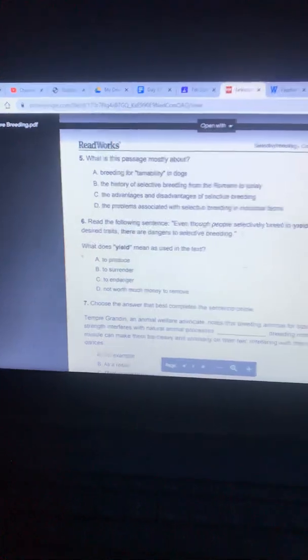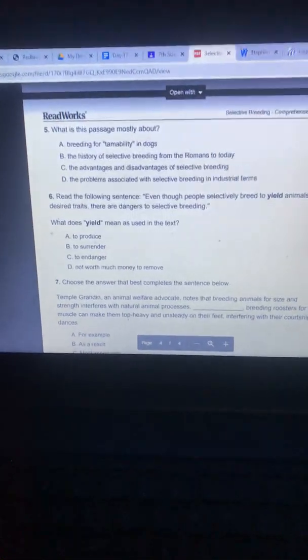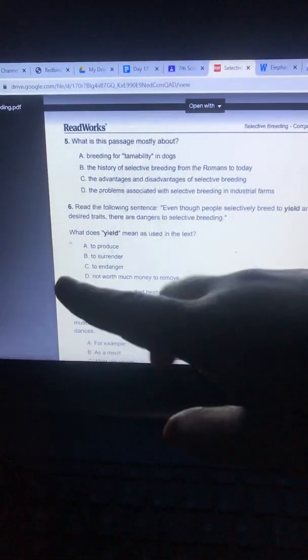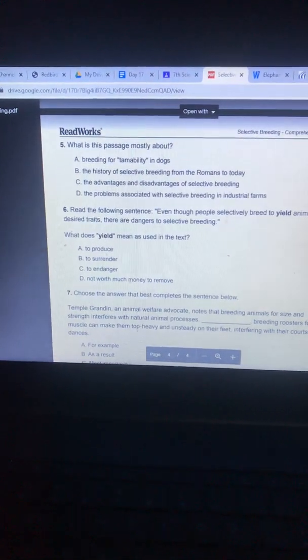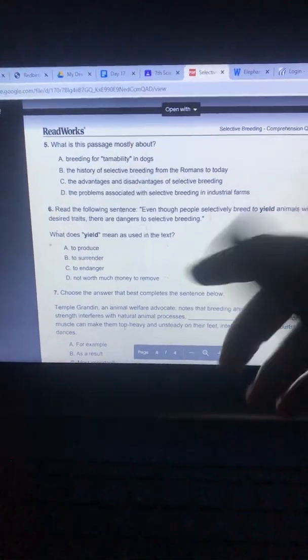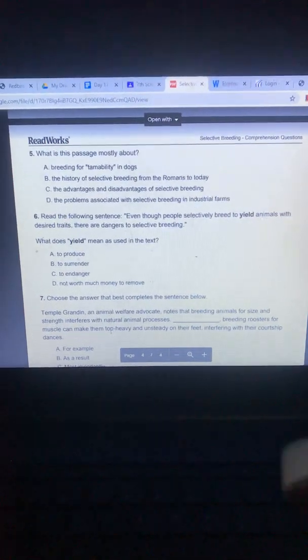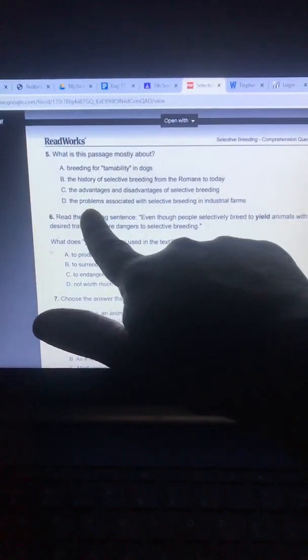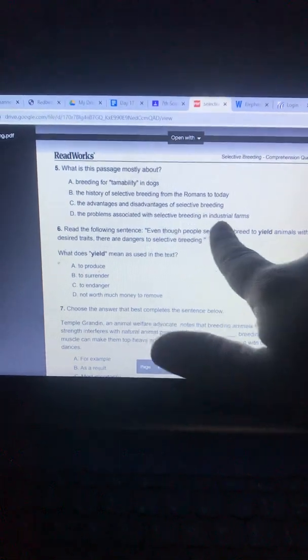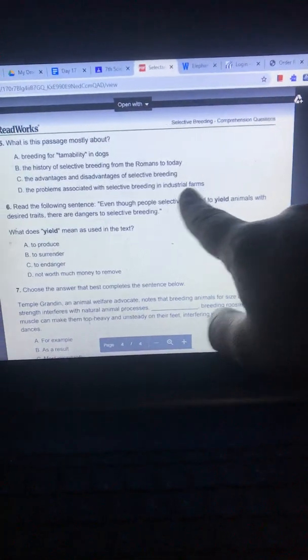Is the majority of the article about taming dogs? Is the majority of the article about this history from Romans all the way to today? Is the majority of the article about advantages and disadvantages of selective breeding? Or is the majority of the article about problems associated with selective breeding in just industrial farms?